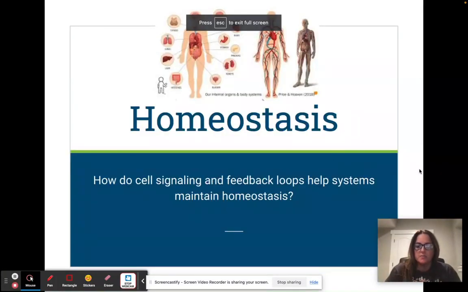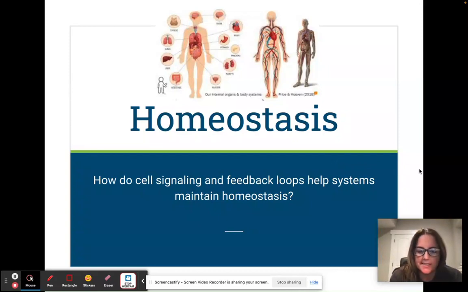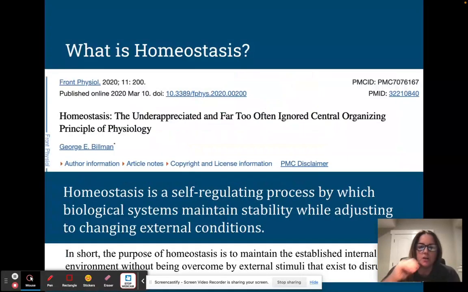Hi, everybody. Tonight we're going to quickly talk about homeostasis and cell signaling and feedback loops that help systems maintain homeostasis. So, to start with, what do we mean by the term homeostasis? I have included a reference to a recent paper that was published in PubMed about how homeostasis is really the central organizing principle of all physiology and maybe underappreciated.